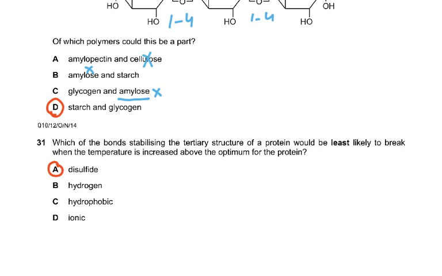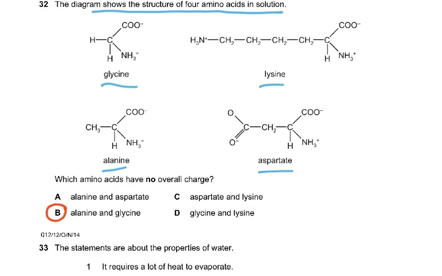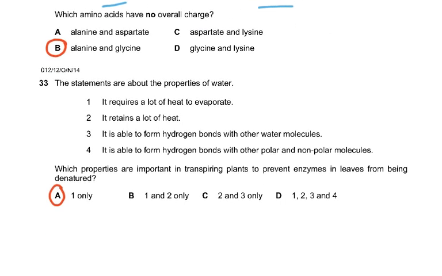So this is all a little bit of biochemistry. The diagram shows the structure of 4 amino acids in solution: glycine, lysine, alanine, and aspartate. Which amino acids have no overall charge? That was alanine and glycine. Of course, you've got to know a little bit of the chemistry, so you will easily figure this out.